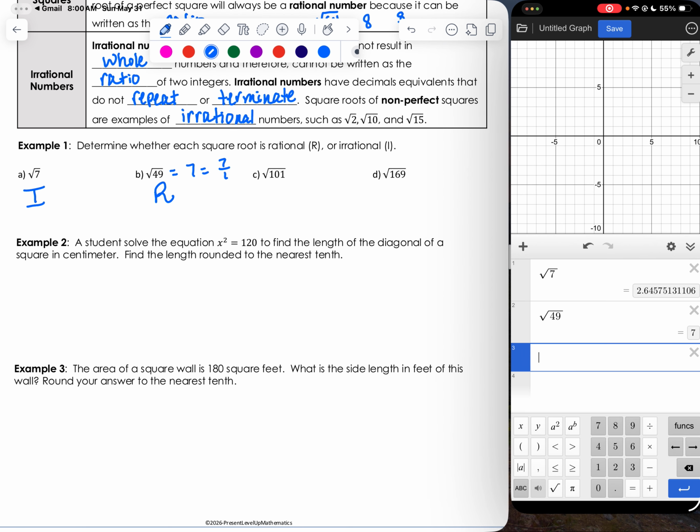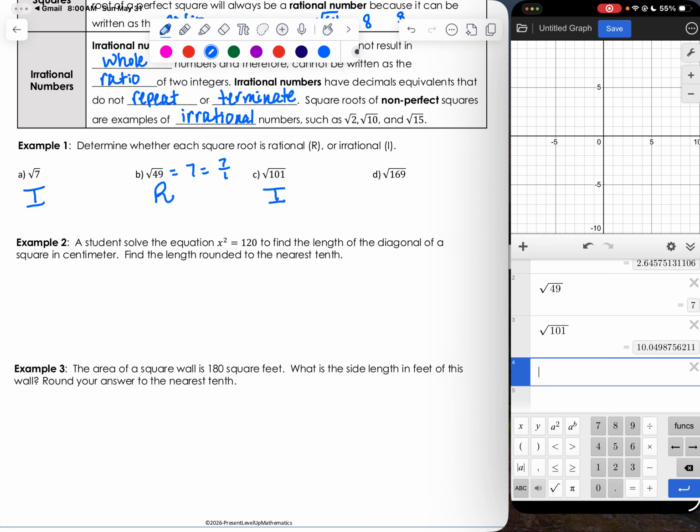All right, square root 101 gives us a decimal that does not repeat or terminate. So it is an irrational number. Now, square root of 169 is a whole number. So it is a rational number. So we have rational square roots, like square root 169, and we have irrational square roots, such as square root of 101.